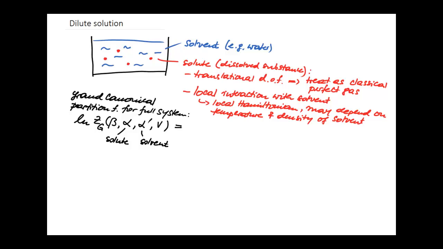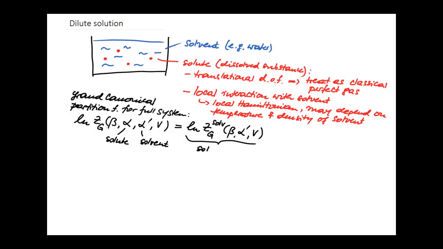Now we treat solvent and solute independently. There's a factorization. In particular, the thermodynamic properties of the solvent are unaffected by the presence of the solute. The partition function factorizes, and the log of the partition function is just the sum of the logs. So we have the grand canonical partition function of the solvent, which depends on beta. It depends on the Lagrange parameter alpha primed relating to the solvent, and volume.